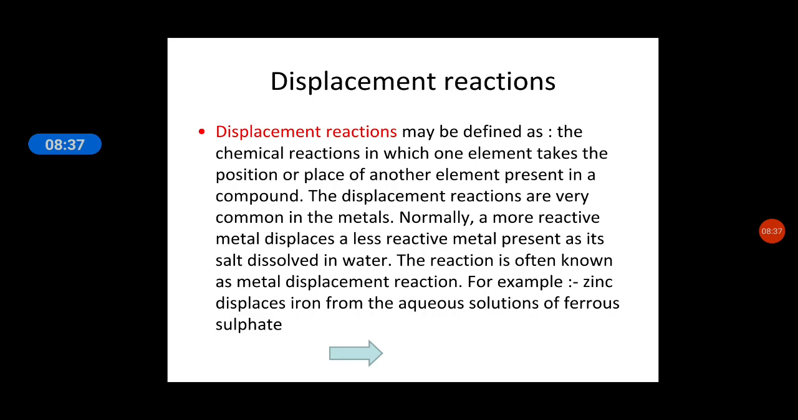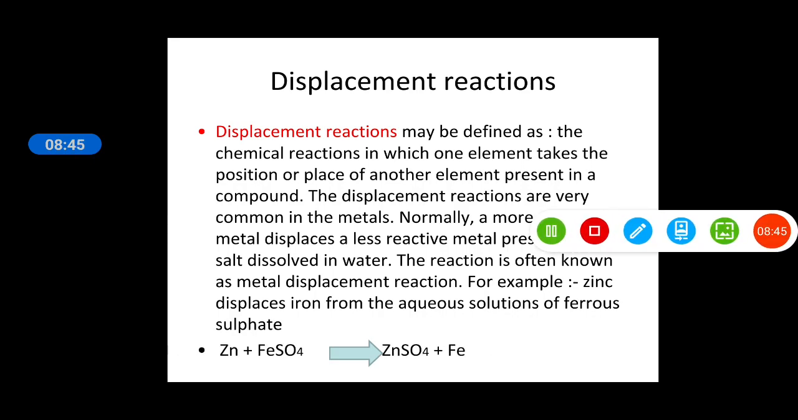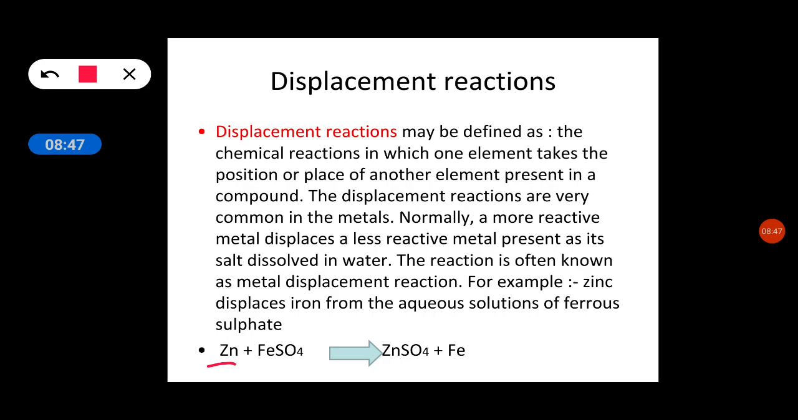Here we are going to take an example of zinc displacing iron from the aqueous solution of ferrous sulfate. See the formula: here zinc, FeSO4, that is your ferrous sulfate. Here what happened? FeSO4 dissociates, and zinc is attached with SO4, forming zinc sulfate, and the iron remains as it is. This is the displacement reaction.